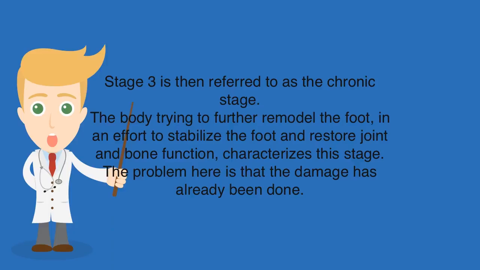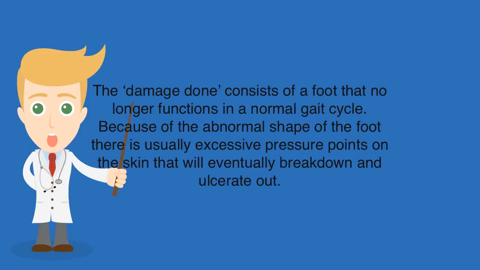The body trying to further remodel the foot, in an effort to stabilize the foot and restore joint and bone function, characterizes this stage. The problem here is that the damage has already been done. The damage done consists of a foot that no longer functions in a normal gait cycle. Because of the abnormal shape of the foot, there are usually excessive pressure points on the skin that will eventually break down and ulcerate out.